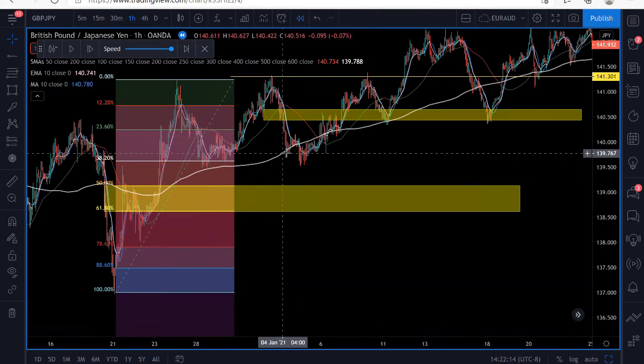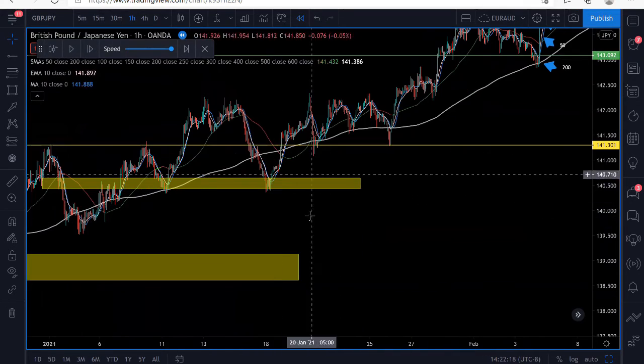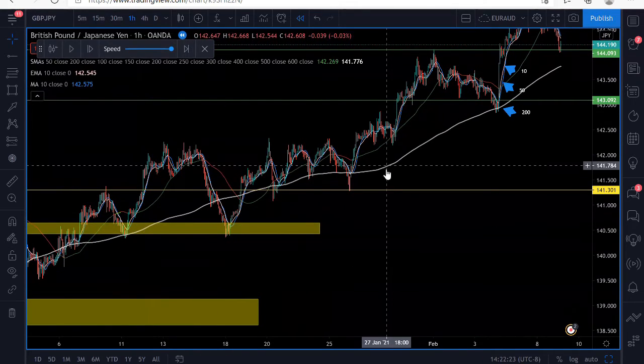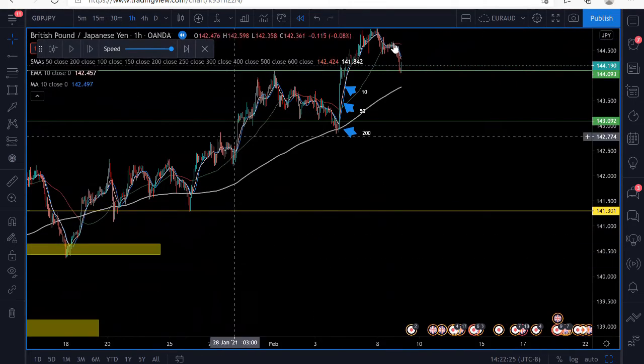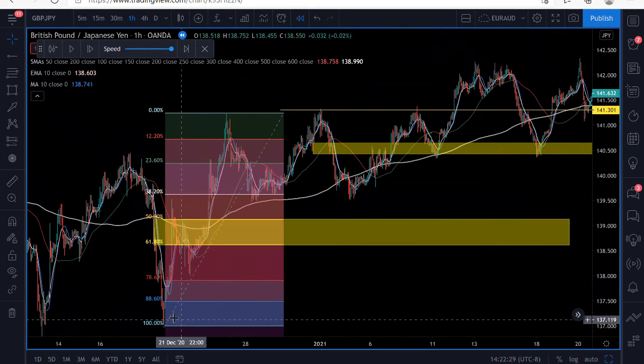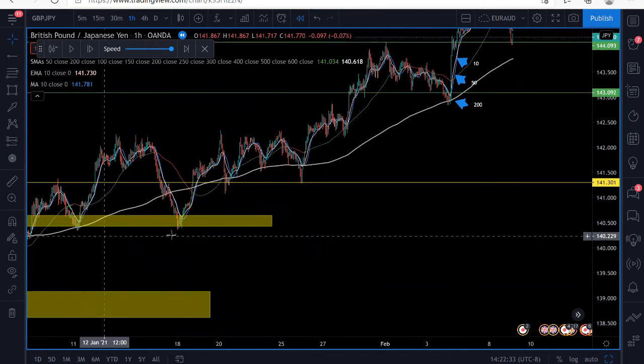It respected my 200, which is also my 4-hour 50 moving average. That's another thing that would have signified to me that, okay, I don't have a bearish pullback just yet. I don't have that 50% in what I thought would have been for this. So that's where you move on. You got to move your analysis and try it again.